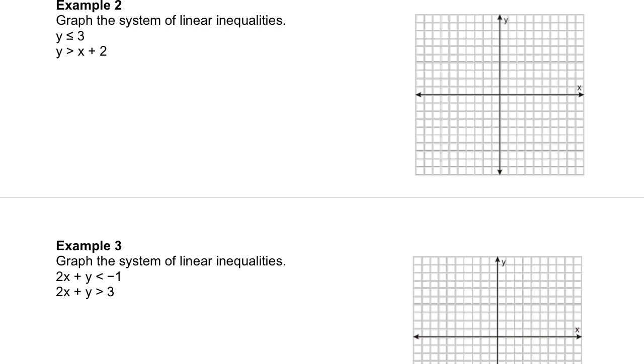So let's look at example number 2 here. We have y less than or equal to 3. That is going to be a horizontal line, and it's a solid line here. If we test 0, 0 for this first one, I'm going to get 0 is less than or equal to 3, which is a yes. So I want to shade underneath this. Here's my shading.